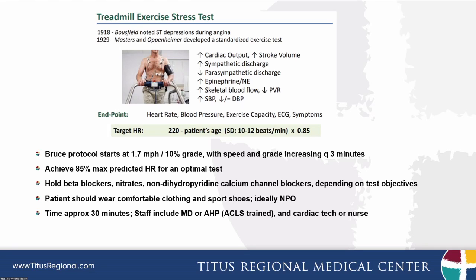Now, generally, we'll ask to hold certain medications before a stress test. For example, we would prefer to hold beta blockers, and we would prefer to hold non-dihydropyridine calcium channel blockers. Why do we hold those? Because they limit the ability to increase our heart rate and make it harder to get to that 85% maximal predicted heart rate. And we generally will hold nitrates because they may mask the ischemia that we're looking for.